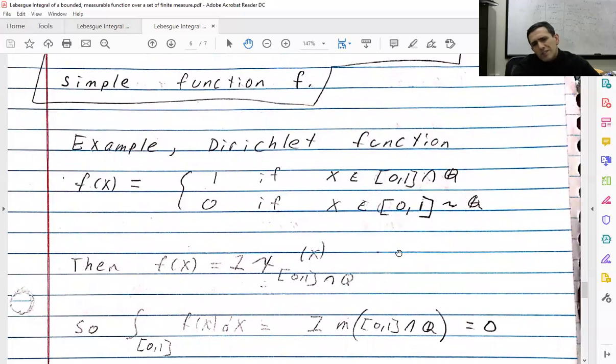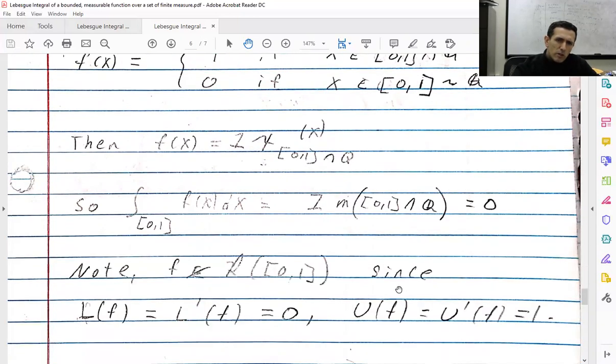So we can unambiguously take the Lebesgue integral of this characteristic function. It's just the measure of rationals in 0 to 1. You know that's 0. So this is despite the fact that, again, this is not Riemann integrable. You can check that the lower modified Riemann integral is 0 and the upper integrals are 1. Okay, very easy to check.